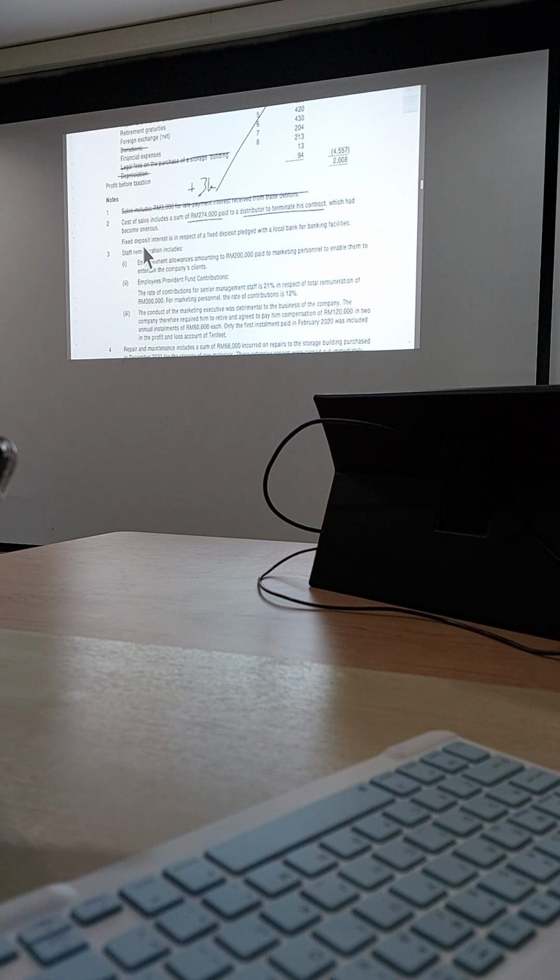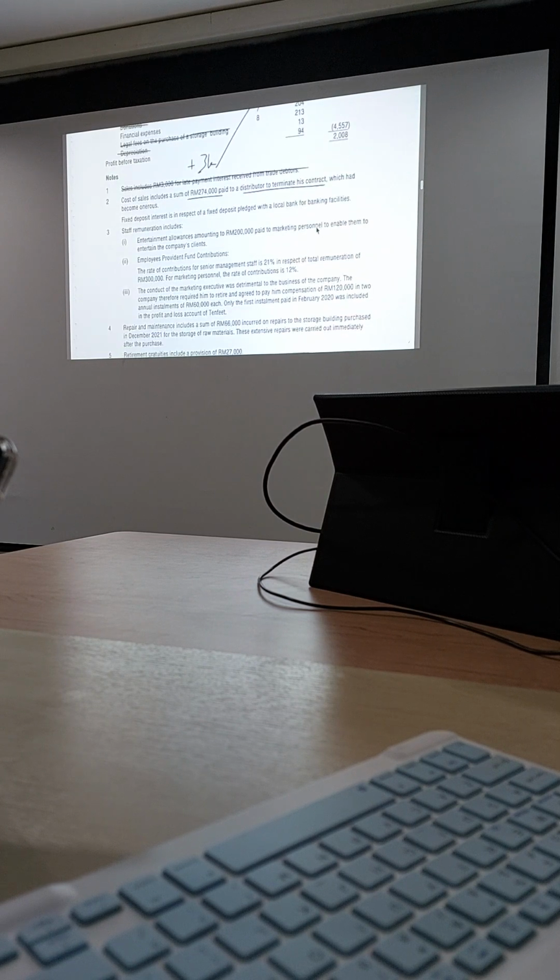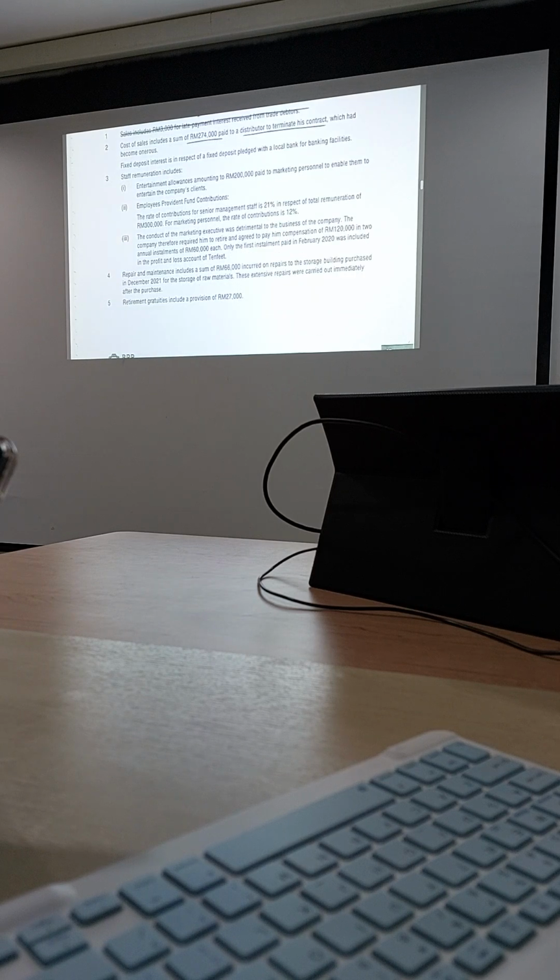So is that done? Okay. Fixed deposit interest is a fixed deposit pledge to local bank. Okay, that one's okay already. Done. Staff remuneration. Okay, let's look at this part. Entertainment allowance amounting to 200,000 paid to marketing personnel to enable them to entertain company client. How many percent? 100%.